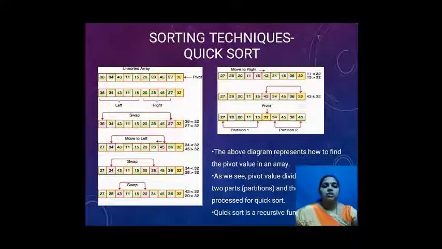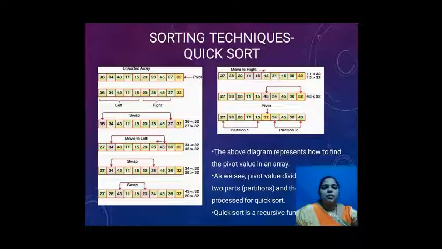Here our unsorted array is taken, and now the pivot value is 32. Now we divide it into two: one is the left, 36, 34, 43, 11, 15, and the right is 20, 28, 45, 27. Now we compare the first element 36 with the pivot value and the last element 27 with the pivot value. Since 36 is greater than 32 and 27 is less than 32, we exchange 36 and 27.